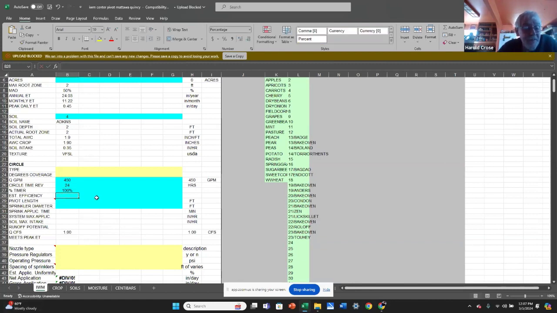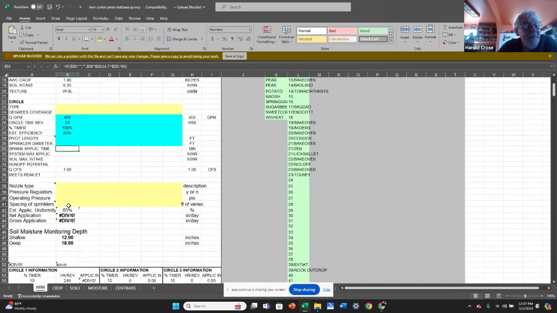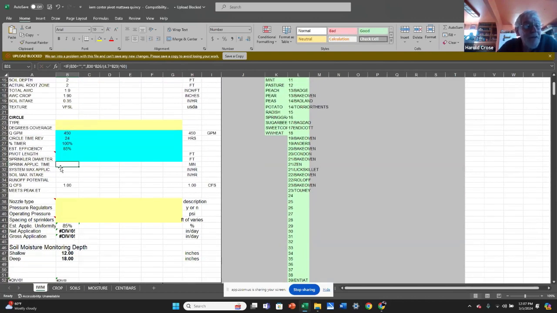Estimated efficiency, 85%. Sprinkler diameter. You can go through and it puts all this stuff in for it. And I'm not going to have maximum application. Let's say sprinkler application time, 23 hours. System application. And okay, on here, so it starts filling in stuff for you.